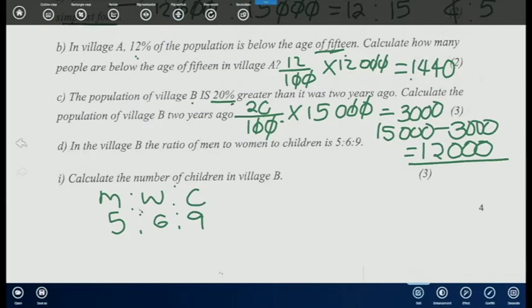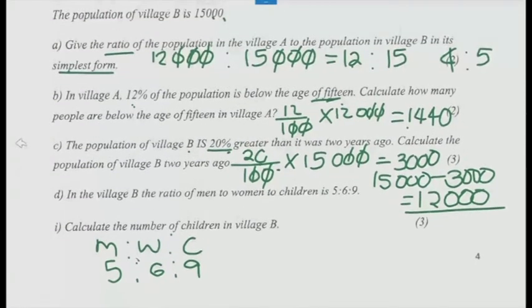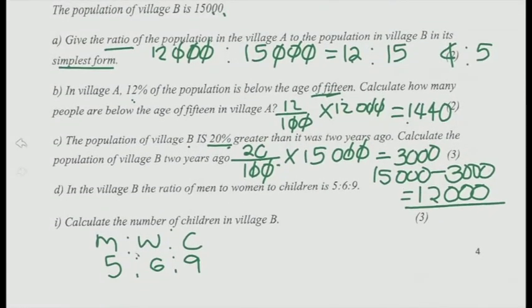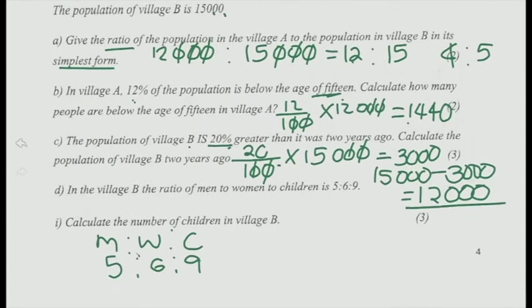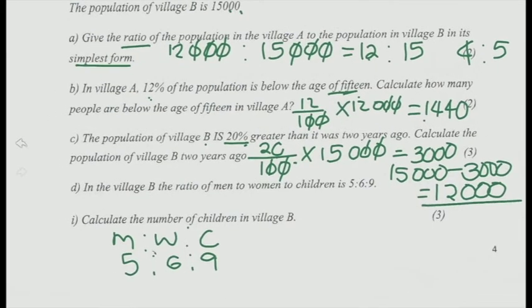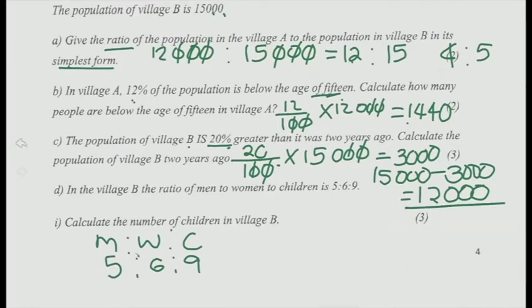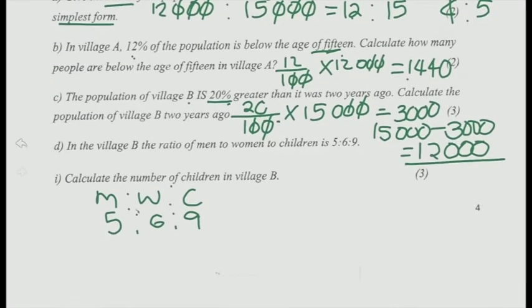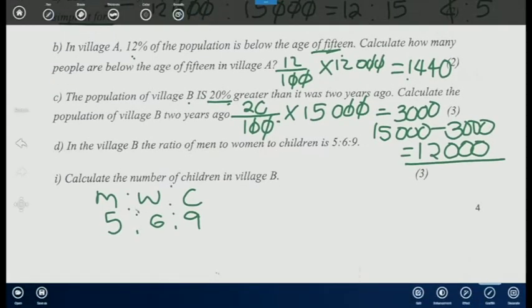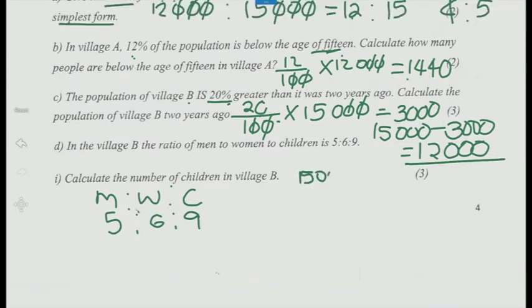Remember that in village B, how many people do we have, by the way? We have 15,000. This 15,000 includes men, women, and children. So we have to be specific now. How many children are there in this village? So we have 15,000 in village B. Before I forget, let's write this 15,000 here.